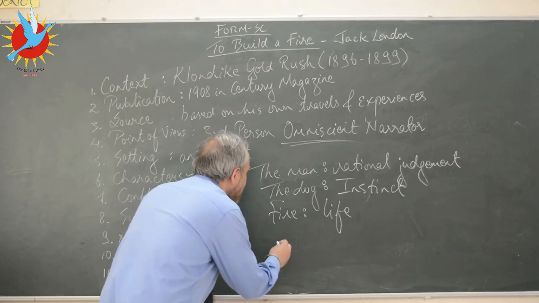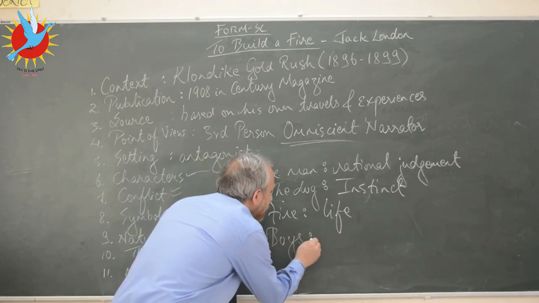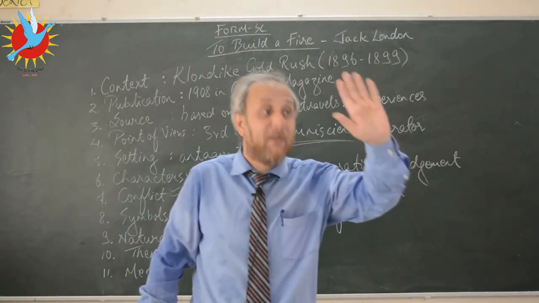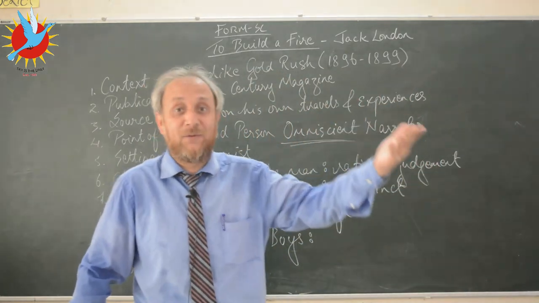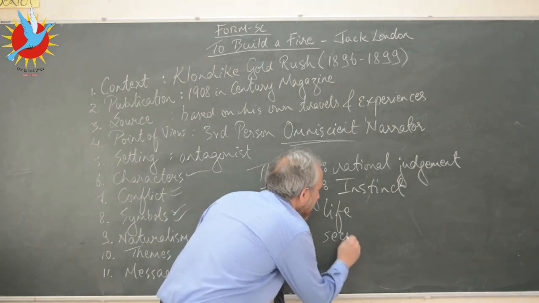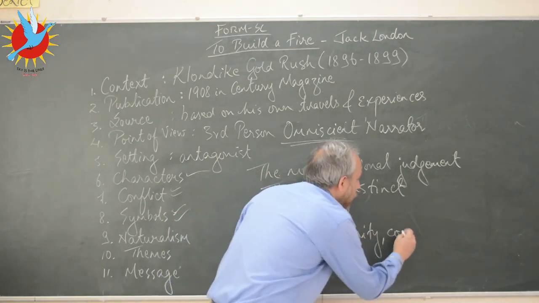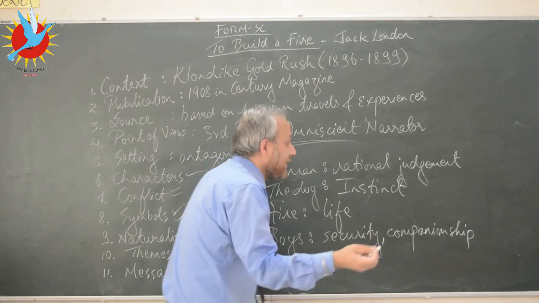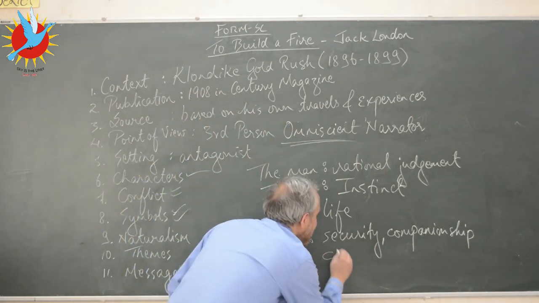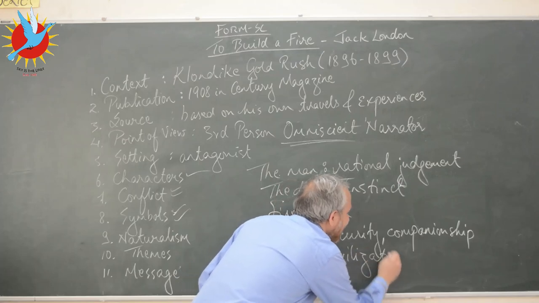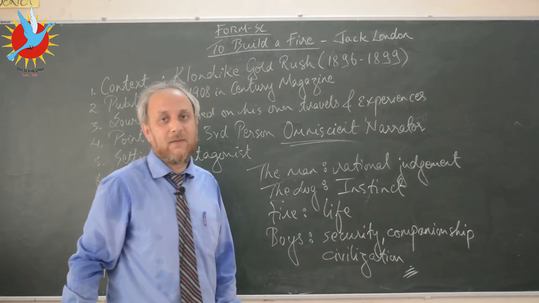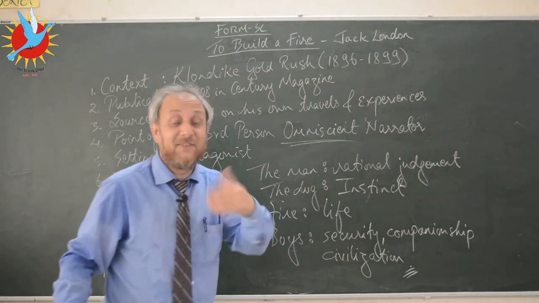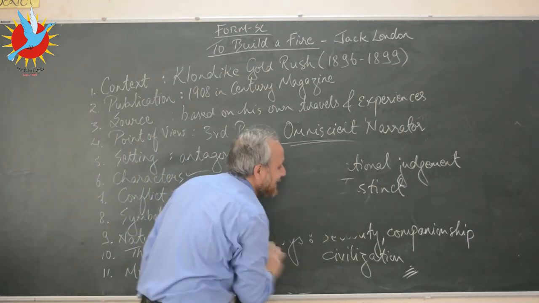Okay, fine. So let's look at the boys. Now, what do the boys represent? Remember, he's heading towards this camp at Henderson Creek, where according to him, his friends, his companions, will be waiting for him. So the boys represent security. The boys are symbolic of companionship. You could also say that the boys represent civilization. I hope this part is clear, and please forgive me for the speed, kids. I hope you kids are fine as well.